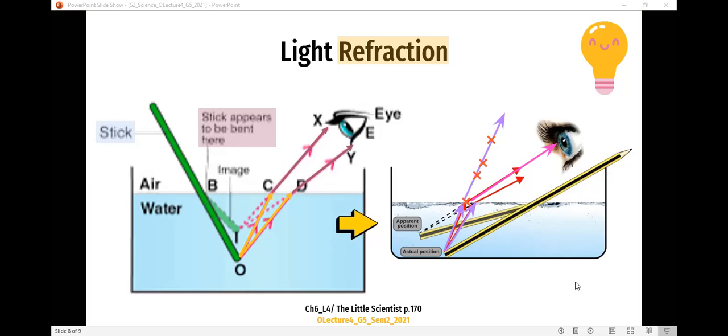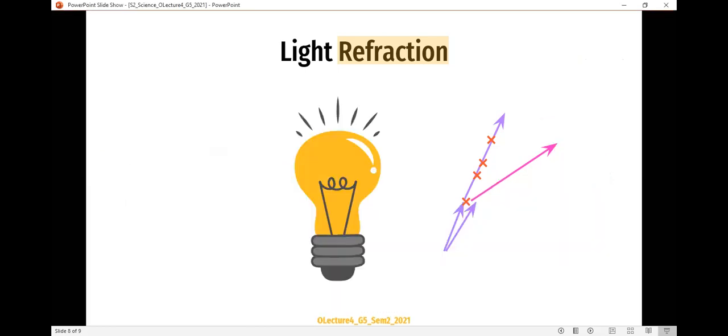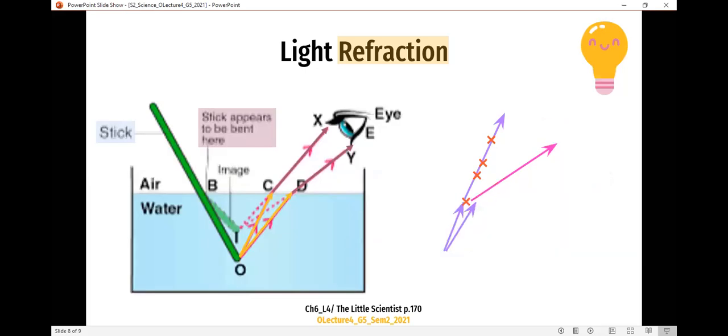Okay. Here is where the pencil appears. That's refraction. Do you still have any questions about refraction? No. Okay.